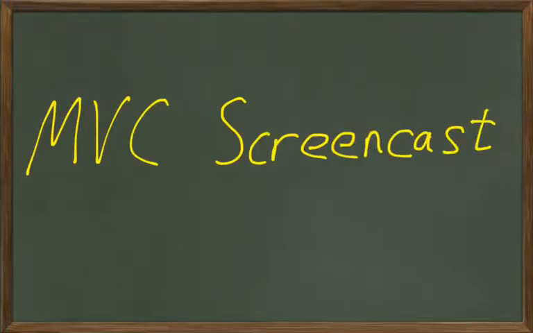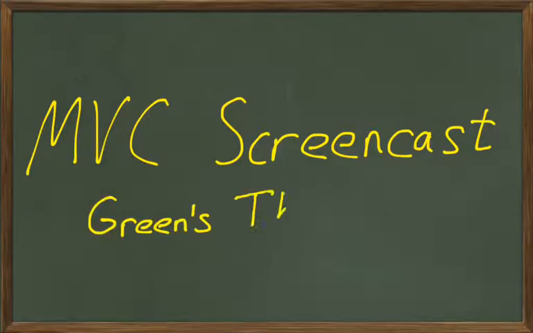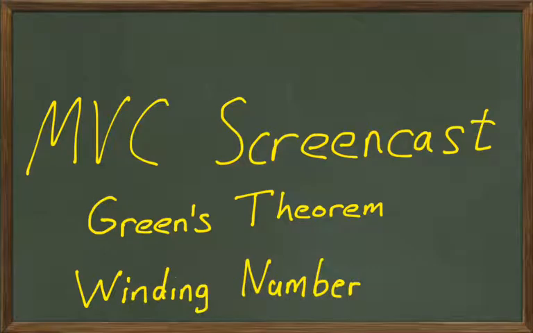Welcome to another multivariable calculus screencast. Today we're going to address Green's theorem, one of our first vector calculus theorems, and we're going to do a particularly nice example where we're going to define winding number for a particular curve.